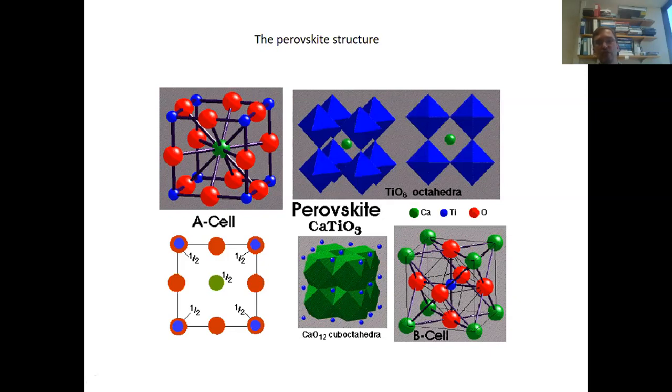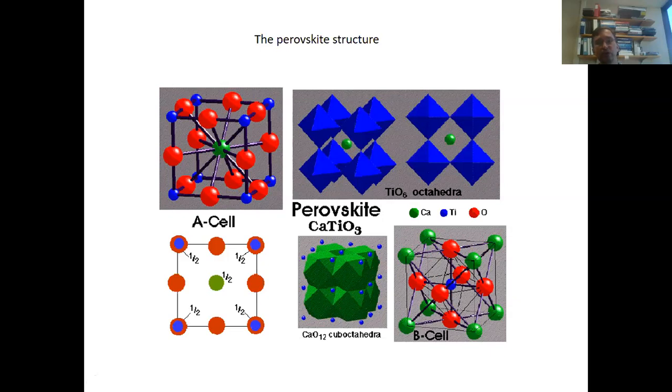So that perspective shows you more clearly the octahedral coordination of the titanium. You see that the titanium is here surrounded by 6 oxygen atoms in an octahedral fashion. So this A cell shows you a little bit better the cube octahedral environment of the calcium 2 plus.